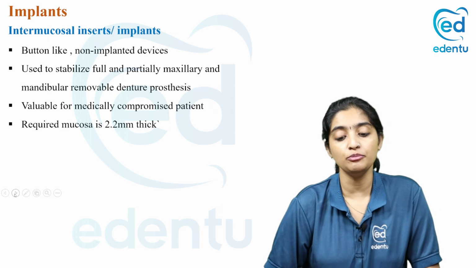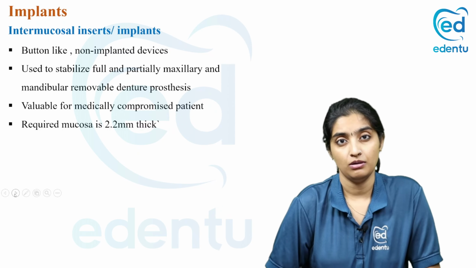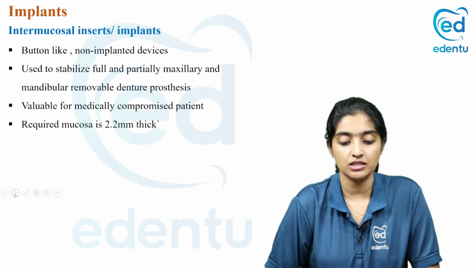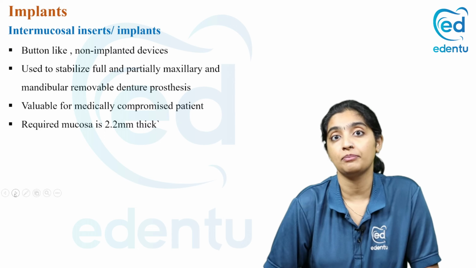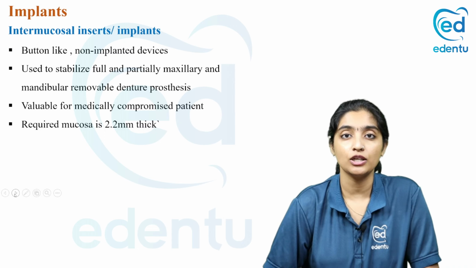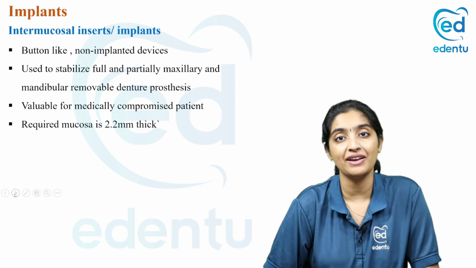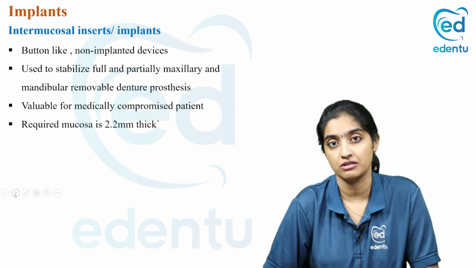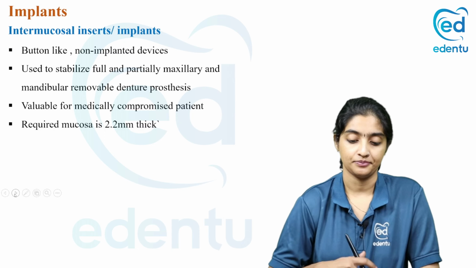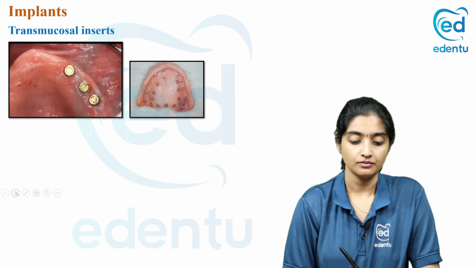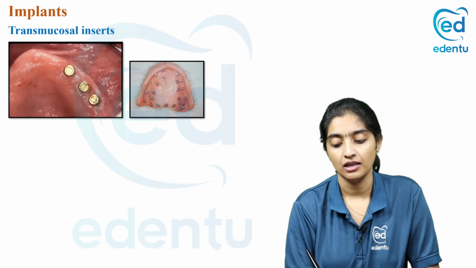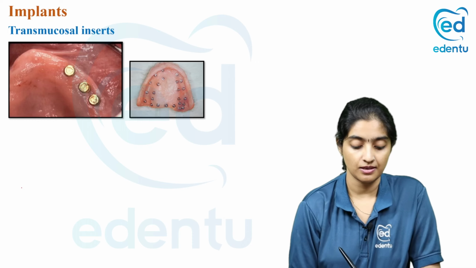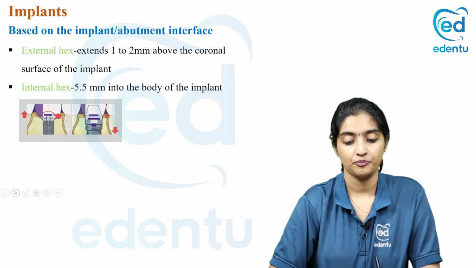Next is intermucosal or submucosal implants or inserts, something like mini implants or orthodontic mini implants. They are button-like non-implanted devices. You are not waiting for osseointegration in such cases. It's just for added retention. So this is how transmucosal inserts might look. They are like multiple inserts which are placed inside the denture and the patient's mouth.